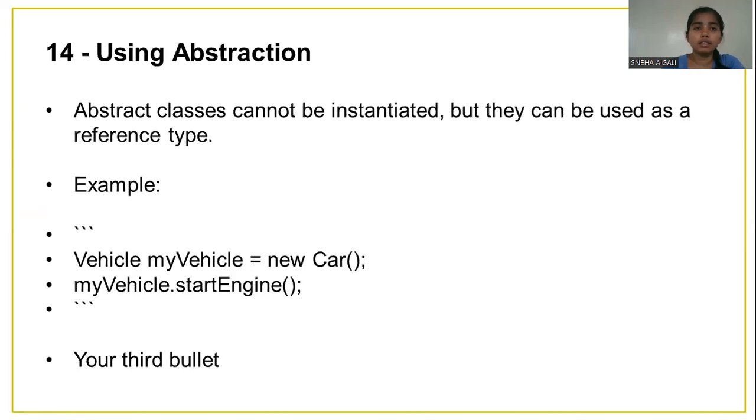Now, using abstraction in Java. An abstract class can't be instantiated, but it can be used as a reference type. For example, Vehicle myVehicle = new Car(). Here, with myVehicle, we have created an object. Then using a dot operator, we access the method, that is startEngine.